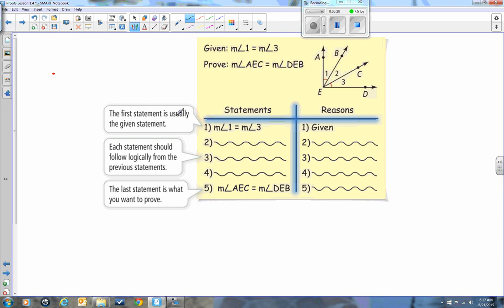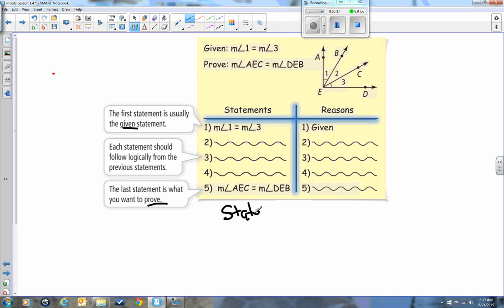Once again, just to make sure that you understand, usually the first step is a given statement, and the last step is what you're supposed to prove. So as far as notes go for this, please go ahead and just write, oh, for some reason that didn't work. Give me a second.